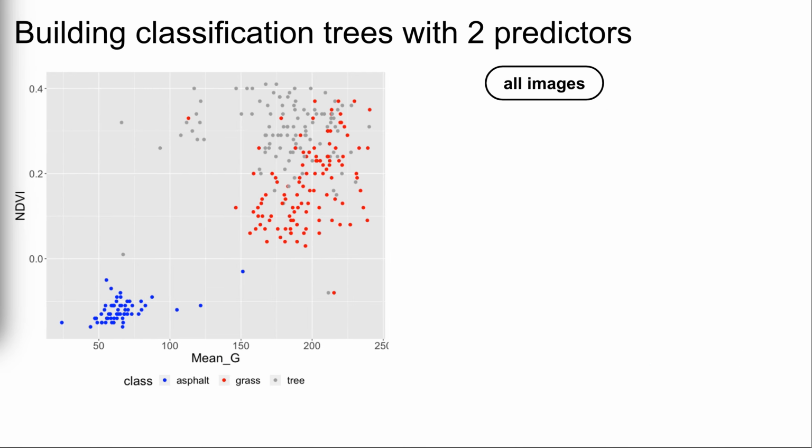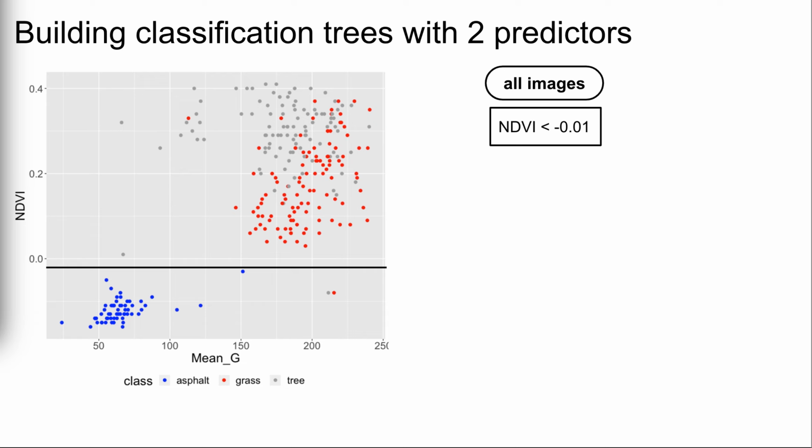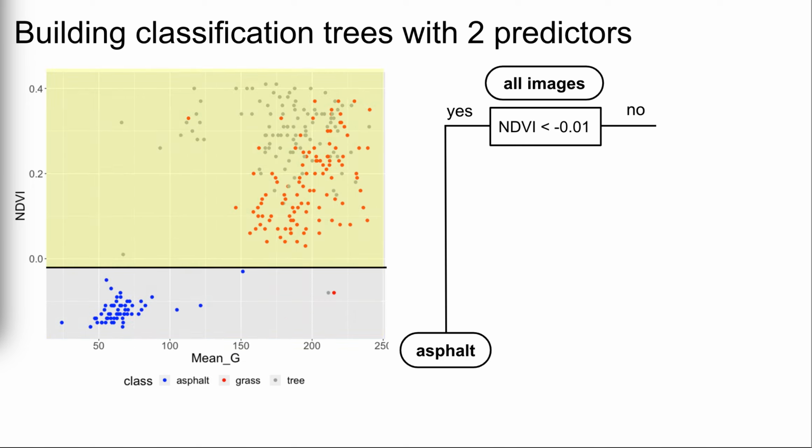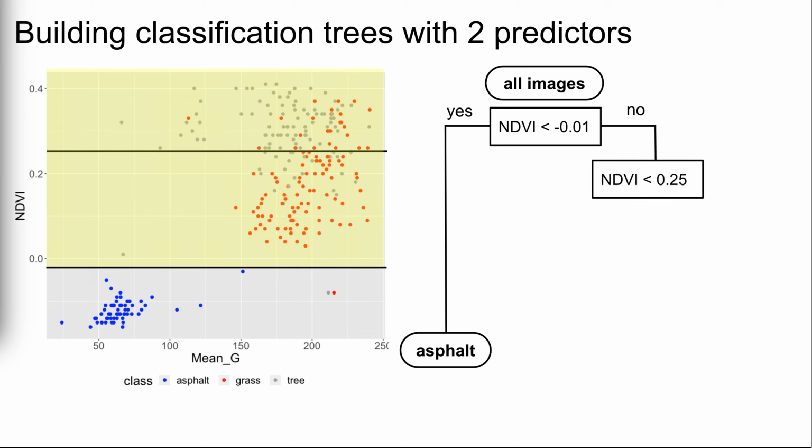Next, consider how to build a tree using two predictors. In any given split, we can only use information from one predictor at a time. It turns out that a vegetation index of -0.01 again best separates our images into two groups. Below -0.01, the images are almost exclusively asphalt. However, above -0.01, we can continue to better distinguish between grass and trees. Within this group, the best binary split again occurs at a vegetation index of 0.25. Below 0.25, the images are almost exclusively grass.